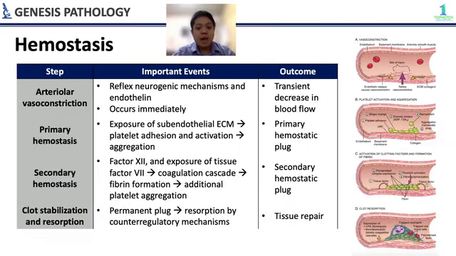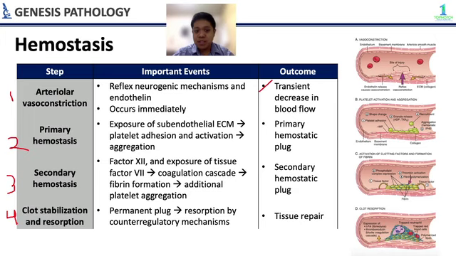Okay? Next, we have hemostasis. So first, you have arteriolar vasoconstriction, primary hemostasis, secondary hemostasis, and clot stabilization and resorption. So let's take a simple sugat for example. Una mangyayari dyan, magkakaroon ng reflex neurogenic mechanisms and endothelin. Tapos magkakaroon ng arteriolar vasoconstriction because you don't want that sugat to bleed forever, di ba? So magkakaroon ng vasoconstriction. And the outcome here is transient decrease in blood flow.